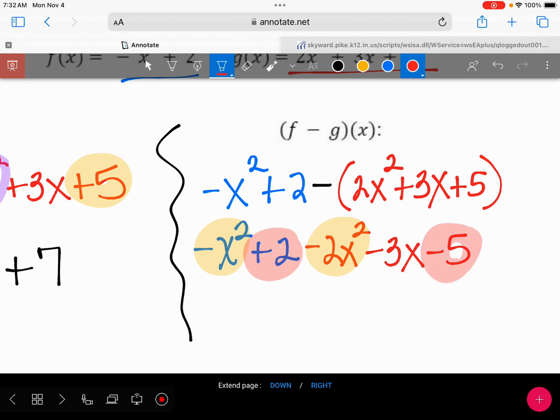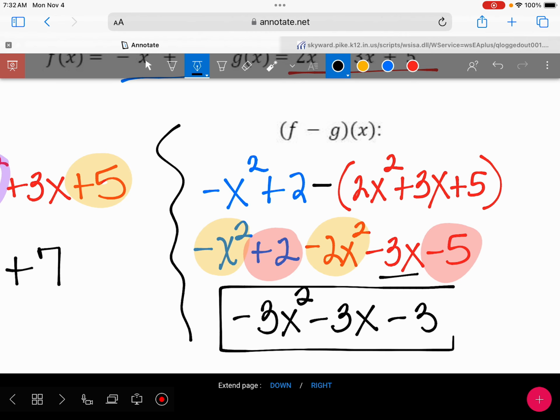And then we're going to add these together. When I add together my yellow terms, I get negative 3x squared. I'm going to bring this one down. It didn't have a like term. And then 2 minus 5 is negative 3. Oh, wow, we got all threes. And that would be your answer.